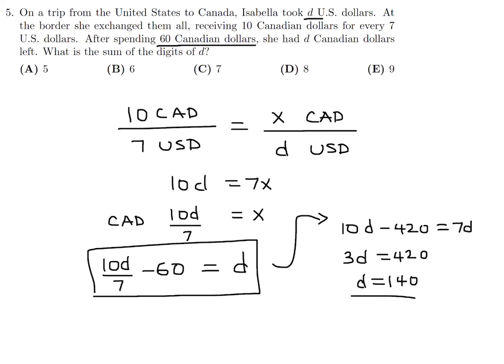And they don't want D, they want the sum of the digits of D. No problem, the sum of the digits is 1 plus 4 plus 0, which is 5. So number 5, the answer is 5, which is choice A.